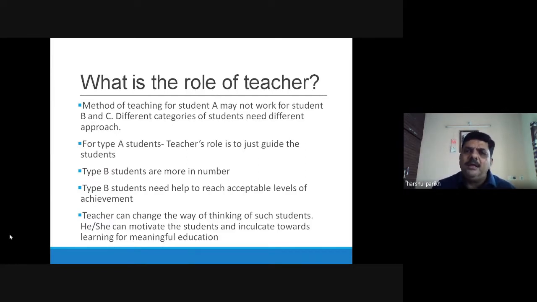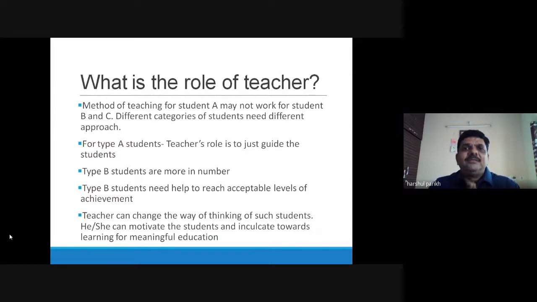As we know that nowadays there is one kind of practice that no student should be failed. We can call it the dropout ratio should be 0. But in that practice, students are always thinking that whatever we do, we will pass, we will clear the exam. That means they are not inclining towards learning.